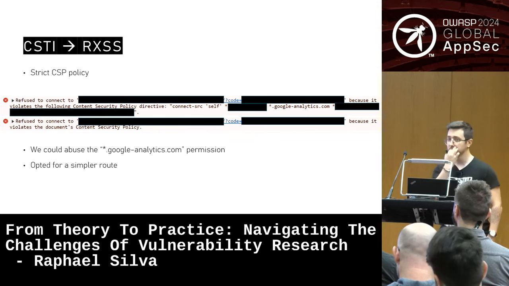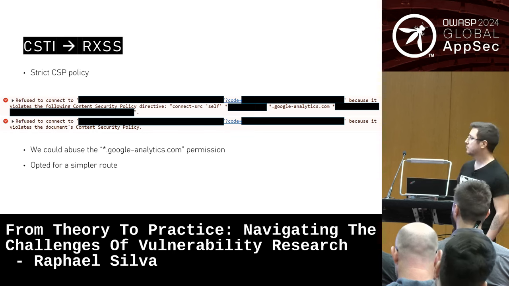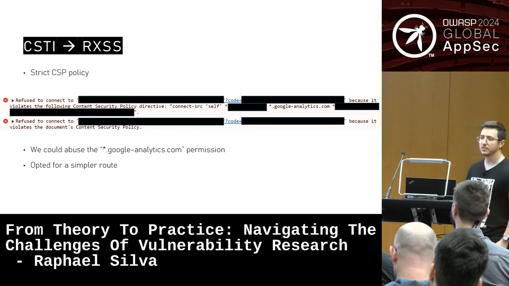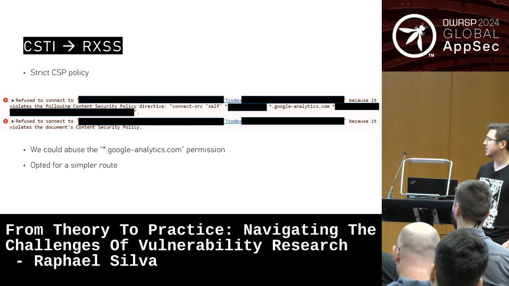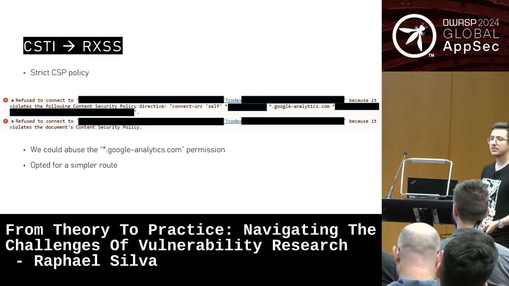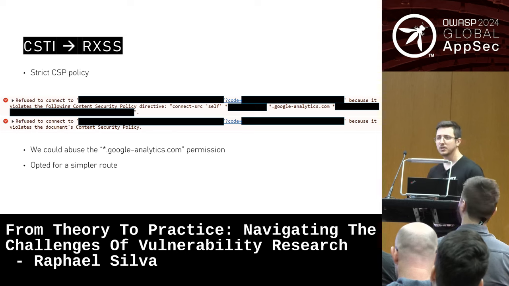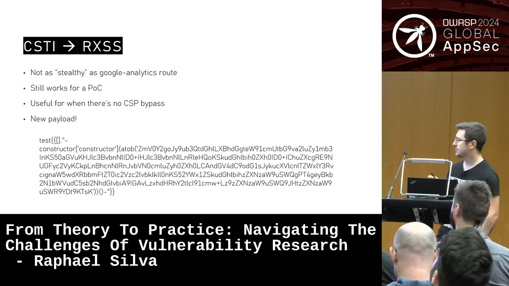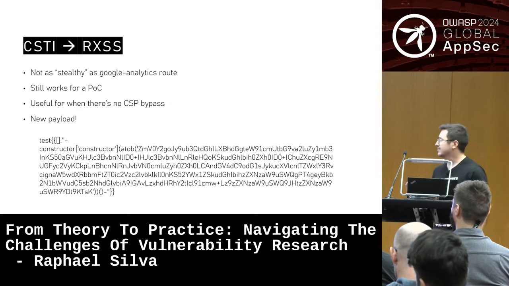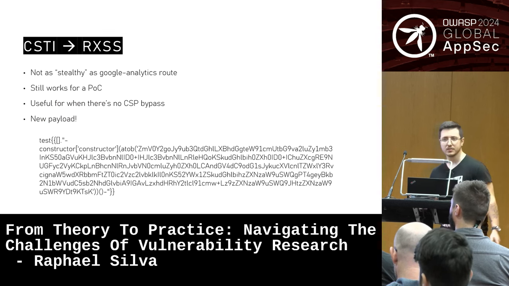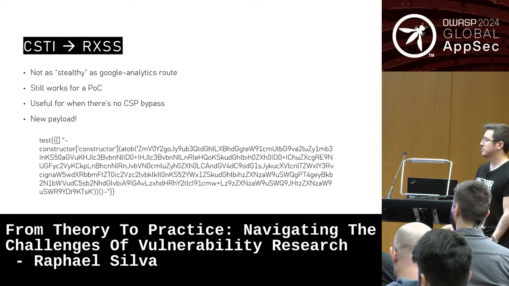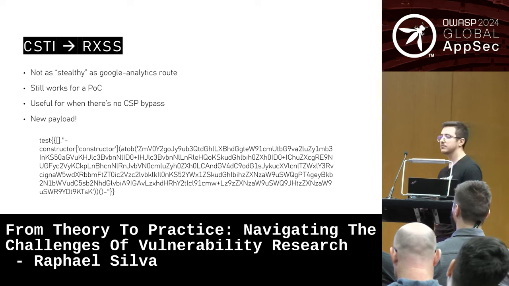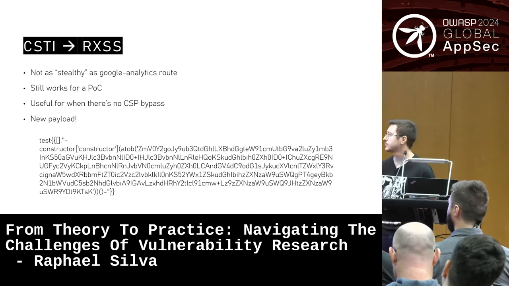And that's a really easy way to bypass CSP. We ended up not choosing that route, but if you are interested, there is a lot of research online on how to bypass CSP using Google Analytics. But we were a bit worried because we had already spent a lot of time on this, so we just wanted to report this and get it out of the way. So we opted for a simpler route. What we ended up doing was not as stealthy as the Google Analytics approach, but it still worked for a POC. And I think it's something people may not think about a lot, and it's cool for when there is no CSP bypass at all.